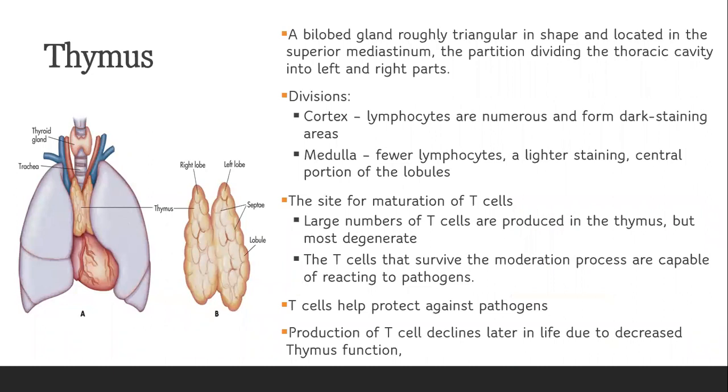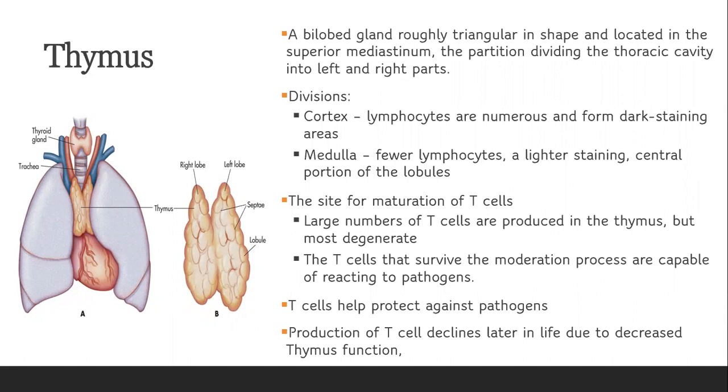Then we have another organ, which is the thymus. It is a bilobed gland, roughly triangular in shape and located in the superior mediastinum, so between the two lungs and inferior to the heart. It is the partition dividing the thoracic cavity into left and right parts.